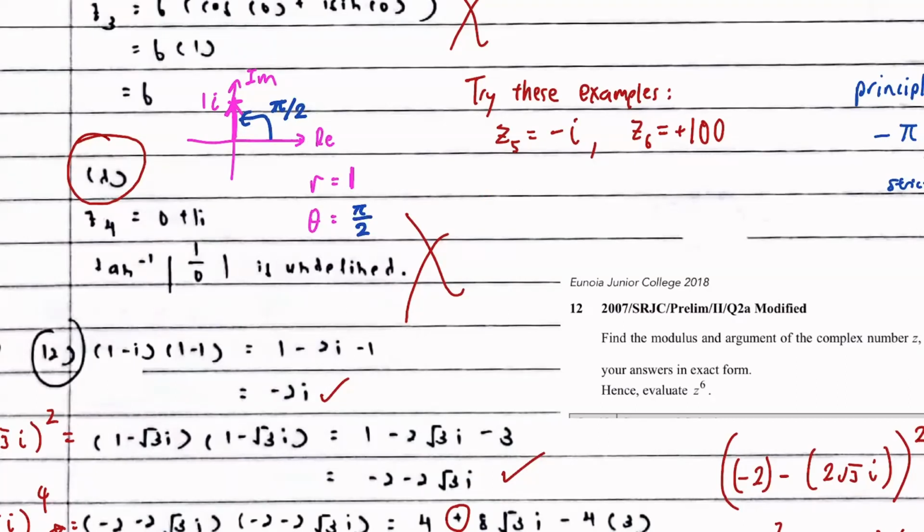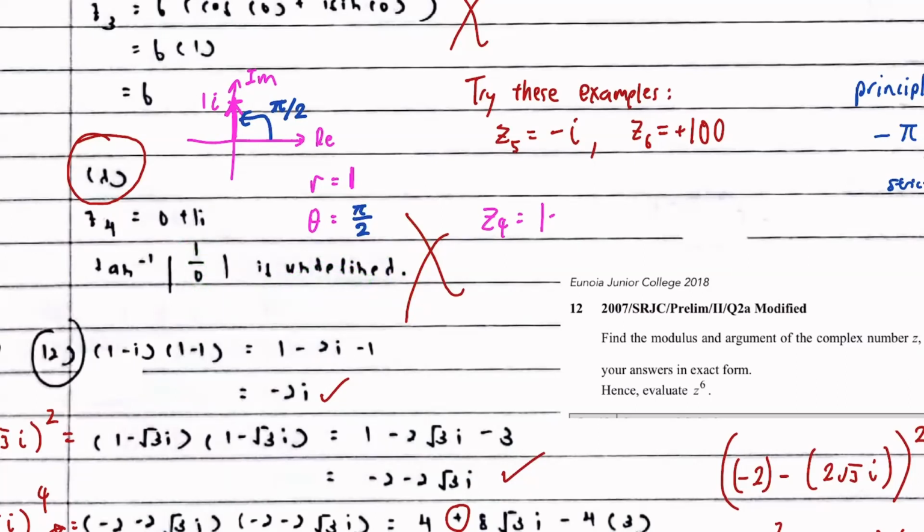Z4 is equals to e^(i pi over 2). No, you didn't write the trigo form yet. You said undefined. Wrong. Yes, it's undefined because you're taking tangent inverse, but you're not supposed to take tangent inverse.